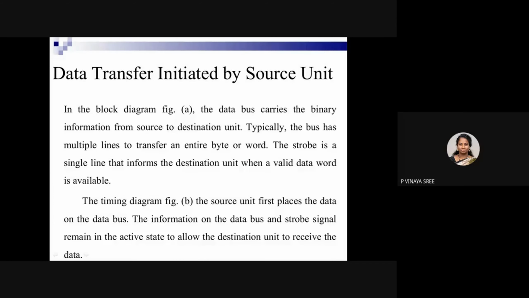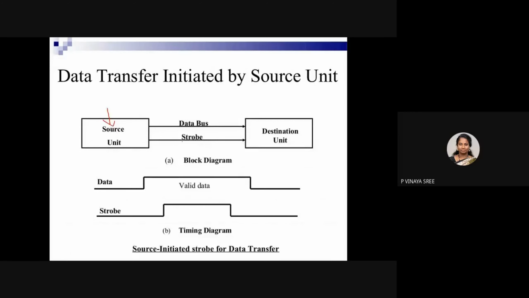Whereas in destination initiated data transfer, can anyone guess what will be the drawback? In the source initiated data transfer, it places the data and gives a signal to the destination unit, but upon receiving, it will not get any acknowledgement whether the destination unit has received the data or not. That is source initiated. Can you guess what the problem is in destination initiated?